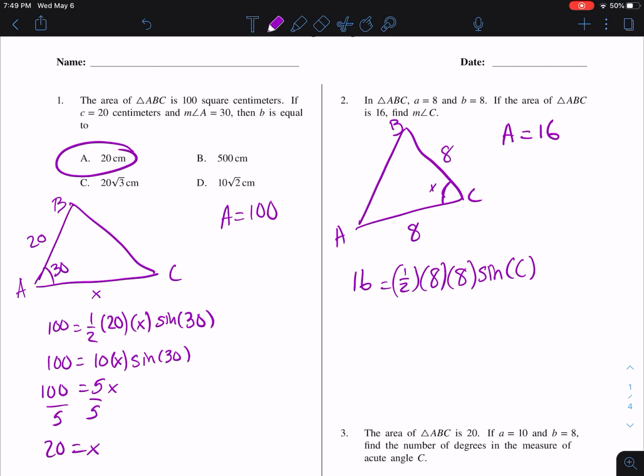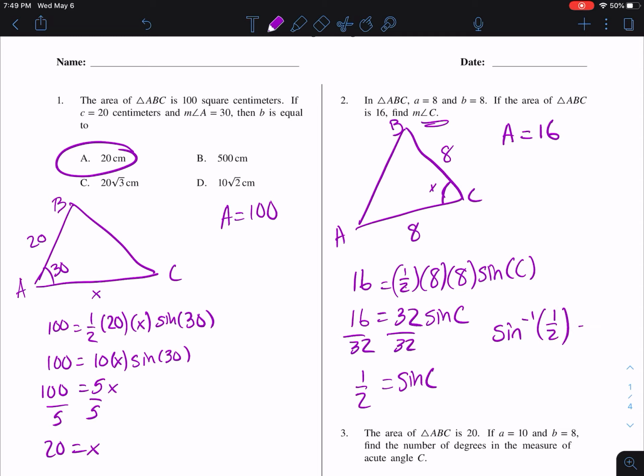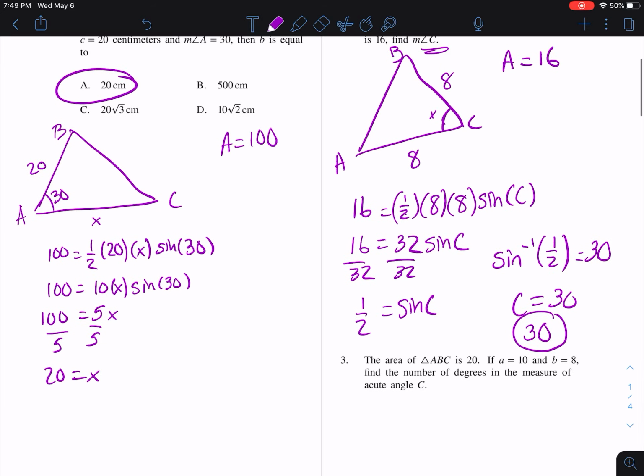So 8 times 8 is 64. Half of 64 is 32. So 16 is 32 sine of C. Divide by 32, divide by 32, I get 1/2 is equal to the sine of C. Now remember, I'm looking for angle C here, so this is where I have to do second sine or arc sine of 1/2 in my calculator, and this happens to be 30 degrees. So C is equal to 30. Remember though, for this, we're only going to be choosing 30 to plug in.